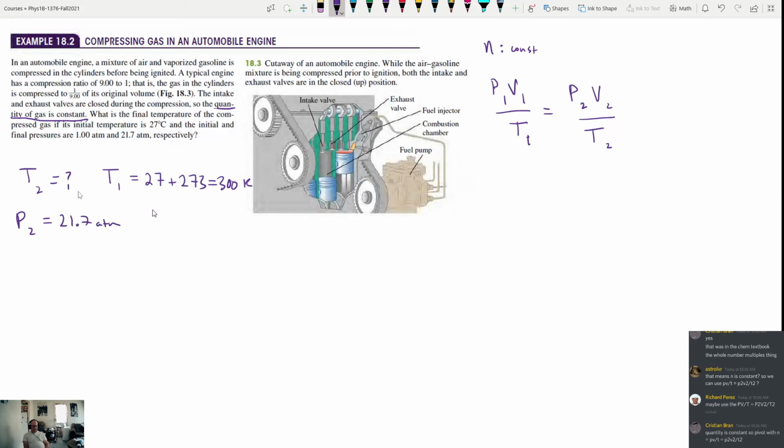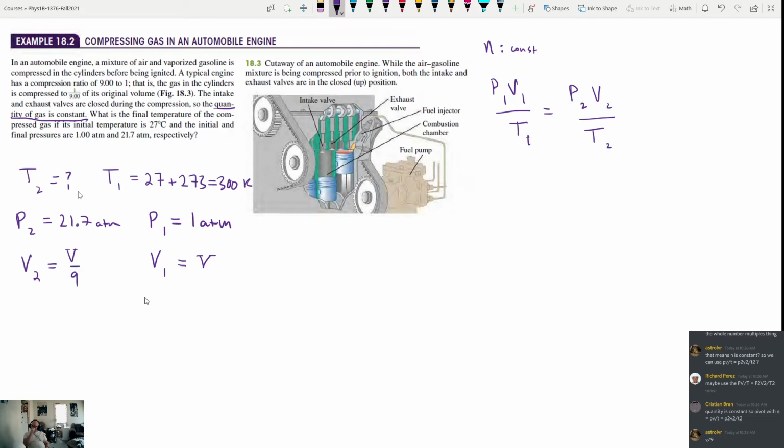If you know how to do this already, you can just do the problem yourself right now. I'm just going to keep writing this stuff down. Pressure 1 is 1 atmosphere, and we were told that the gas in the cylinders is compressed to 1/9 of its original volume. So for example, if V1 was just a symbol, V, then V2 would be what? V over 9 or 9 times V? What do you think? What's V2 going to be? Is it the initial volume over 9 or the initial volume times 9? V over 9, yeah, that's right.